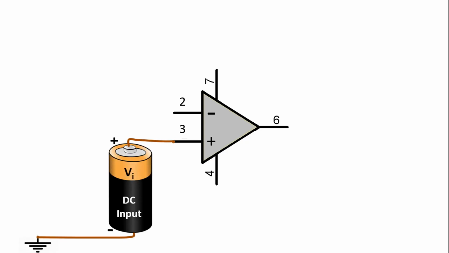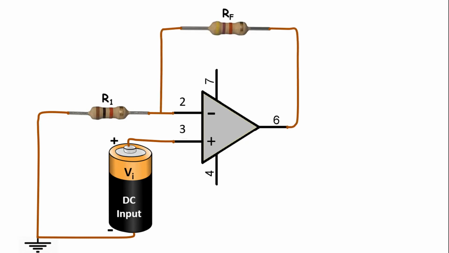For example, let's again have a source with a DC input voltage value of Vi. Let us connect this voltage to the non-inverting input, that is, input number 3. We should also connect the negative part of the input to the ground, taking it as a reference point, to the inverting input with an R1 resistor. Then we need to connect an RF resistor between input 2 and output 6.